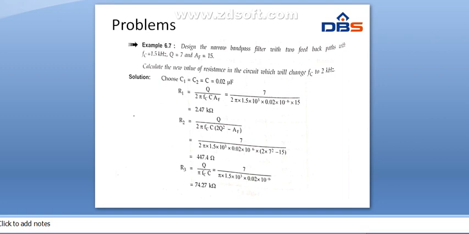From the formulas for R1, R2, R3, we know that R1 is Q by 2 pi Fc C into AF. Substituting all these values, R1 becomes 2.47 kilo ohms. We know that R2 equal to Q by 2 pi Fc C into 2Q square minus AF. Substituting, R2 becomes 447.4 ohms. And R3 equal to Q by pi Fc into C, which becomes 74.27 kilo ohms. So using this, we can draw the narrow band pass filter.